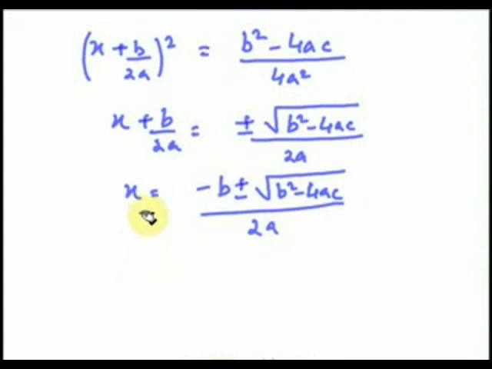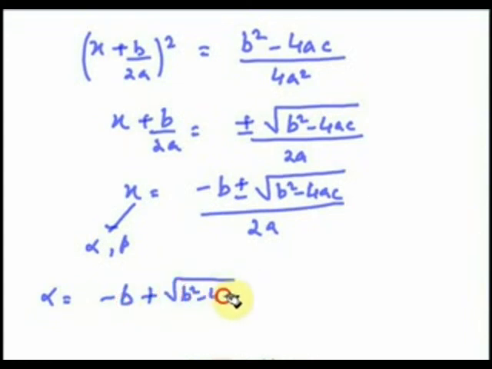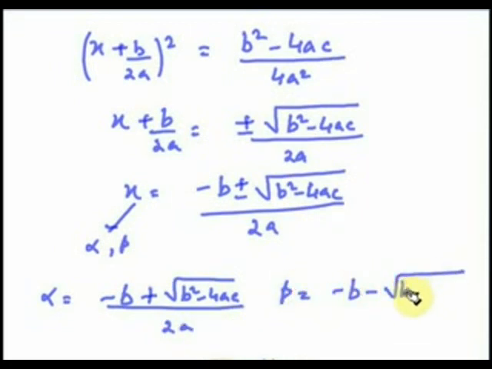So if we have the two roots alpha and beta, the value of alpha will be equal to minus b plus root of b square minus 4ac upon 2a, and the other root beta would be equal to minus b minus under root of b square minus 4ac upon 2a.